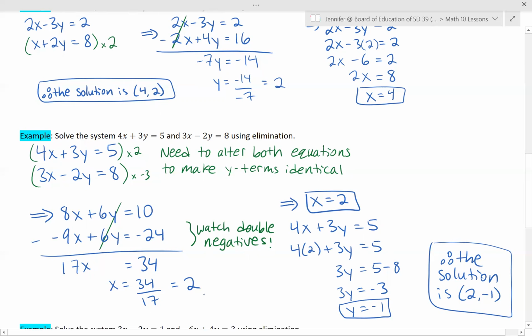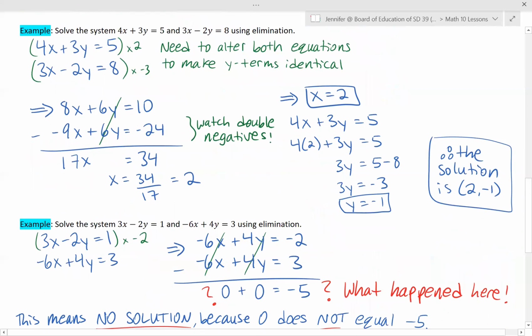What's the corresponding y value? We just take either of the original equations. I just picked the first one, replace x with what you just found, 2, and solve for y. So this would give us 8. We'd subtract 8 on both sides. 3y equals negative 3. Y equals negative 1. So then therefore your solution is (2, -1), because that's your x value and your y value.